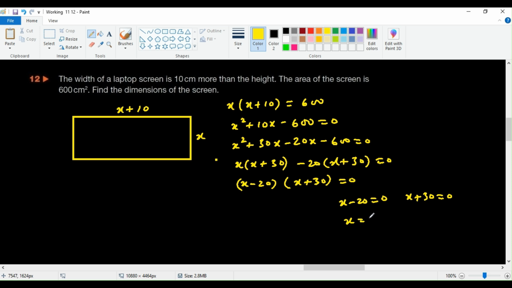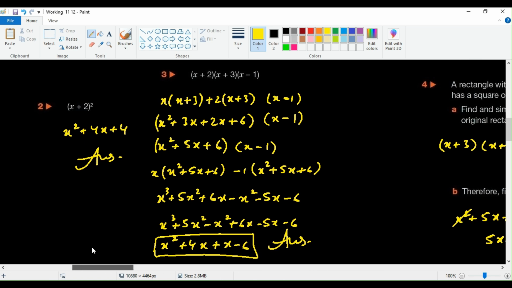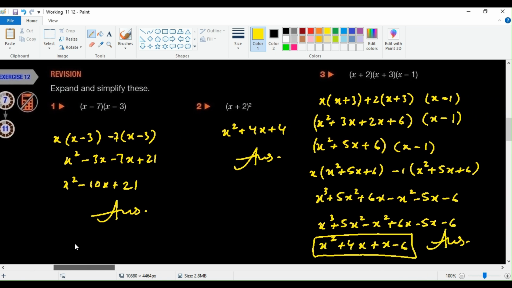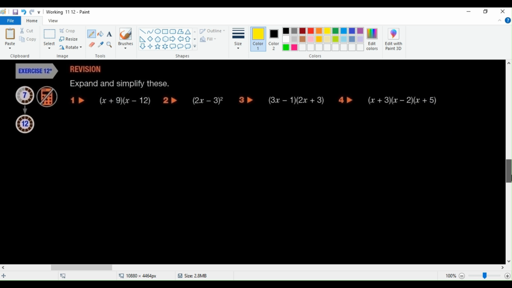That means x equals positive 20, and x equals negative 30. So in dimensions we don't use negative. That means x equals 20. That means this side is 20 and this side is 30. So once we multiply 20 and 30, we get 600 as the answer. Now moving on to the next exercise, which is going to be exercise 12 star. 12 is done. Moving on to 12 star.